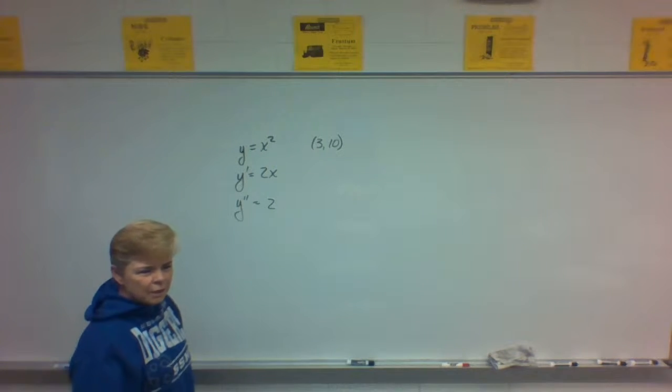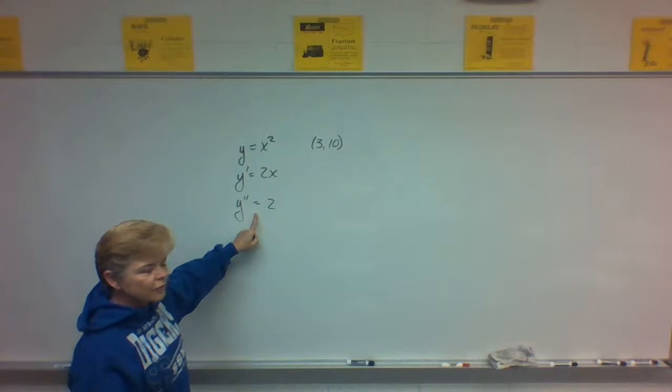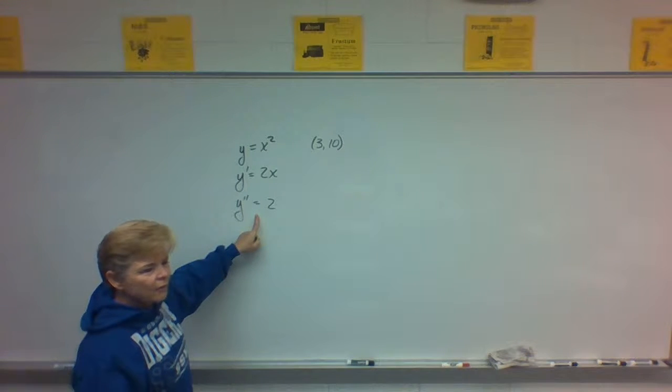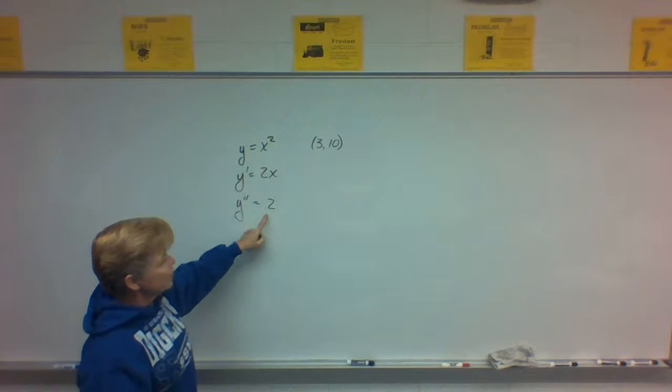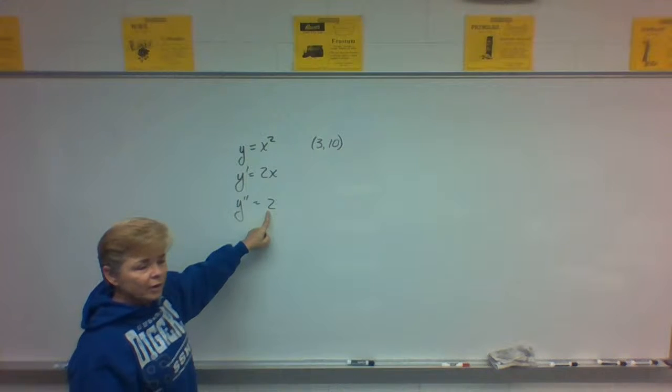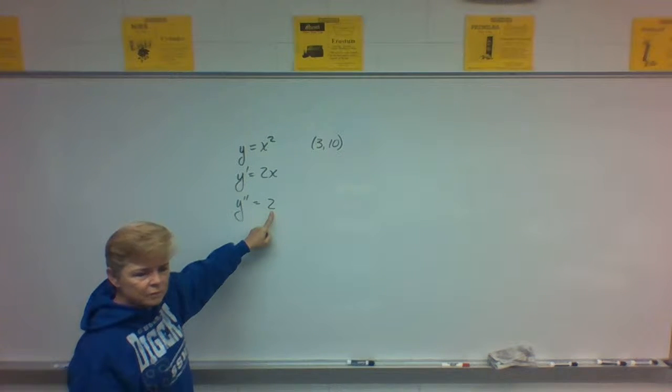What did we just read? When the second derivative is positive, it's concave up? Yep. So where is this curve concave up? Where is this curve concave up? Always. Everywhere. Exactly. It's concave up everywhere because the second derivative is always positive.